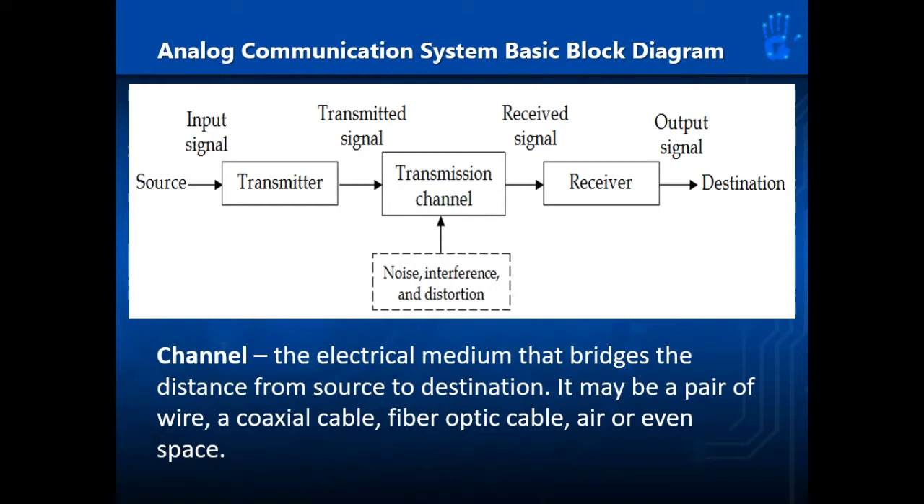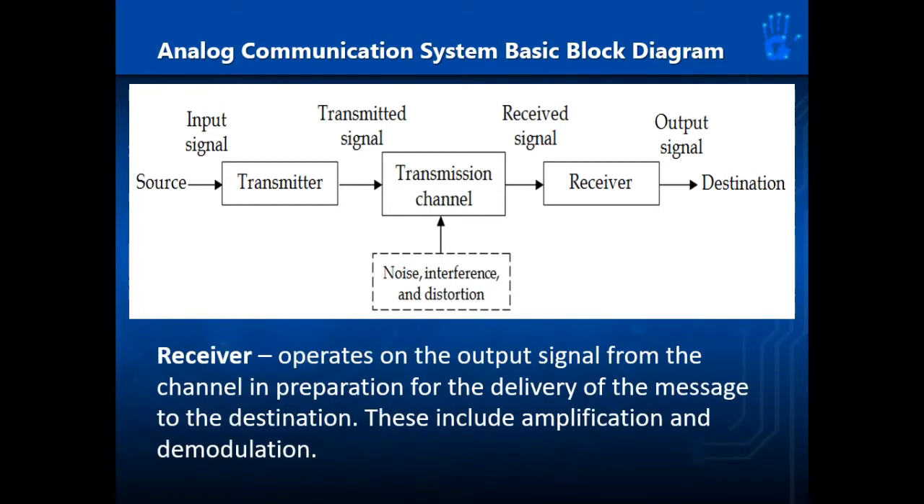After the signal travels through the transmission channel, it will then arrive at the receiver. The receiver operates on the output signal from the channel in preparation for the delivery of the message to the destination. These operations include amplification and demodulation.